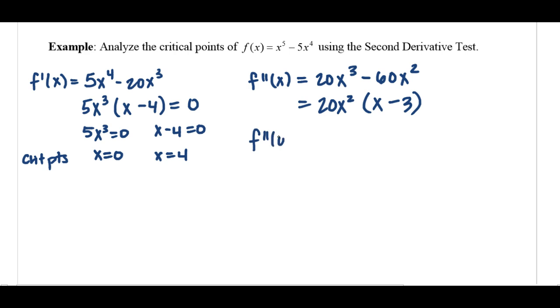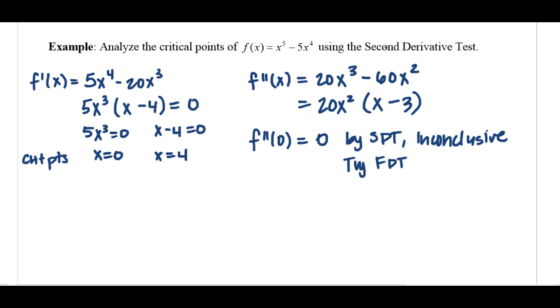So f double prime of 0, well, if I substitute that into this top one, I'm going to have a 0 minus 0, so f double prime of 0 equals 0. So using the second derivative test, by SDT, all I have is an inconclusive result. So what I would have to do, if I needed to find exactly what was happening at this critical point, I would need to try the first derivative test. But because the instructions are telling me analyze using the second derivative test, we stop at this conclusion that it's inconclusive. We don't know what happens. Could be a local max, could be a local min, could be neither.